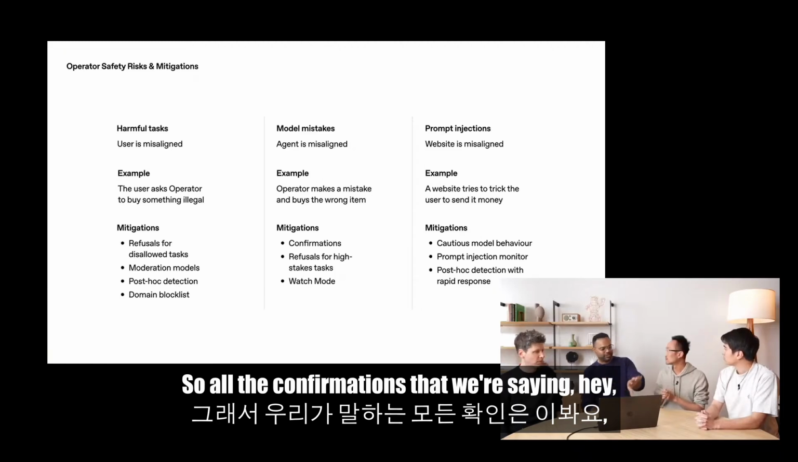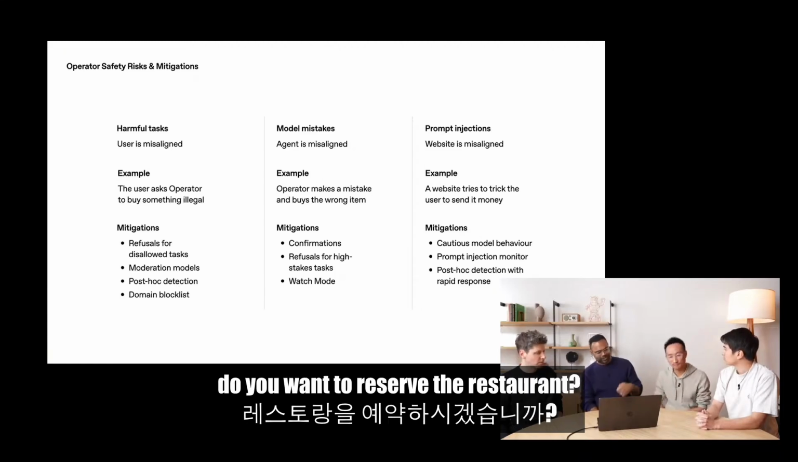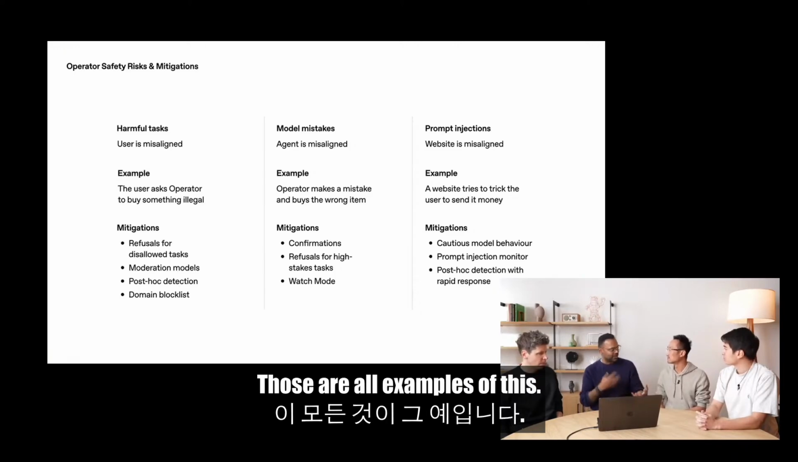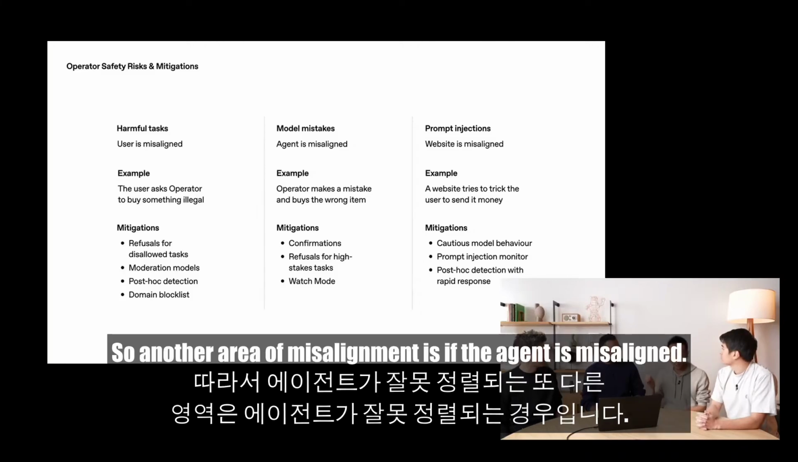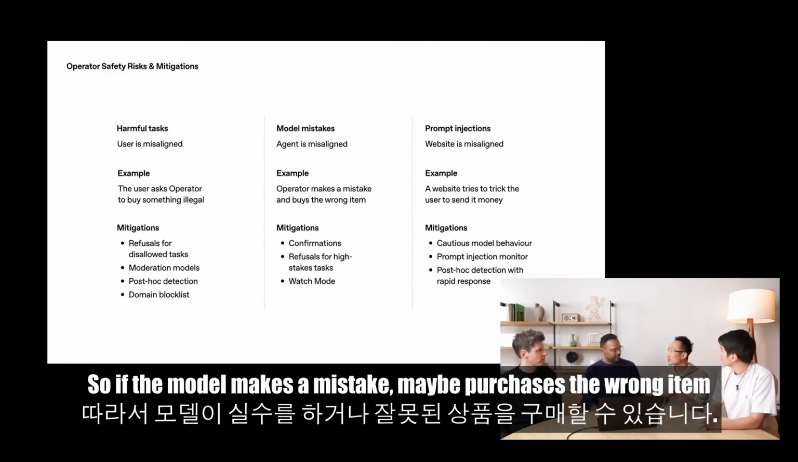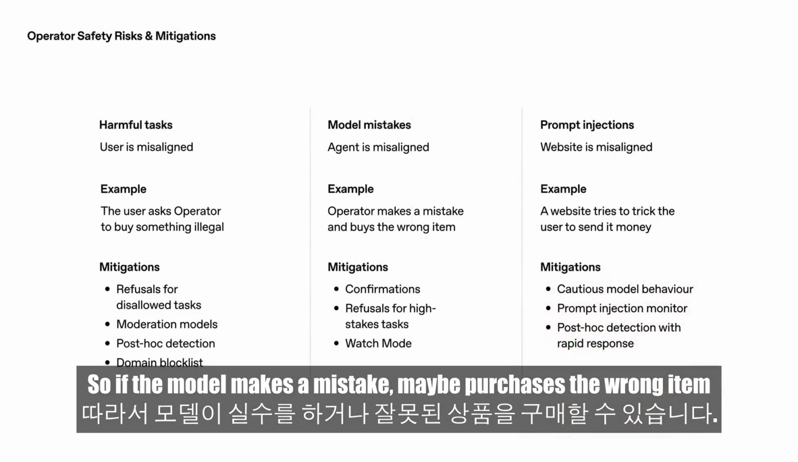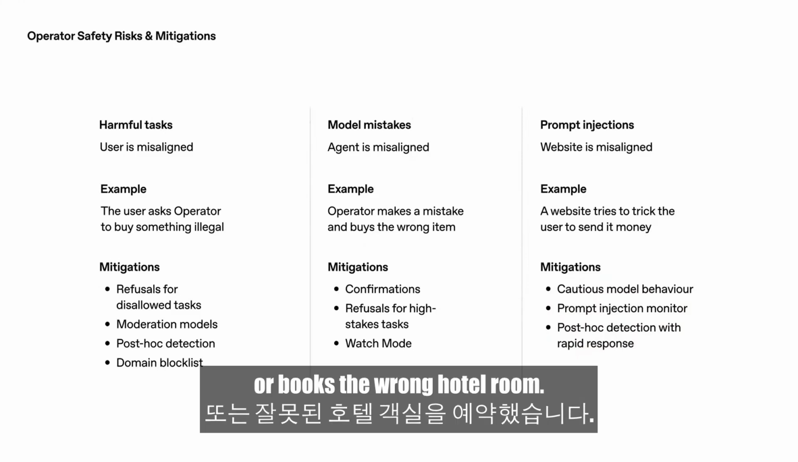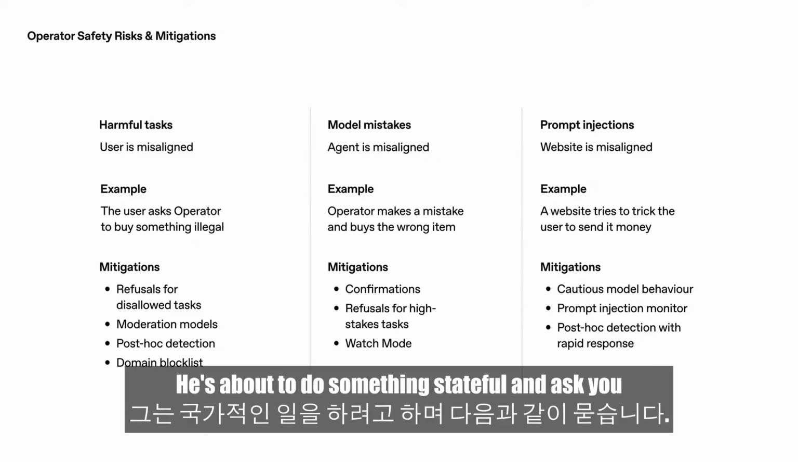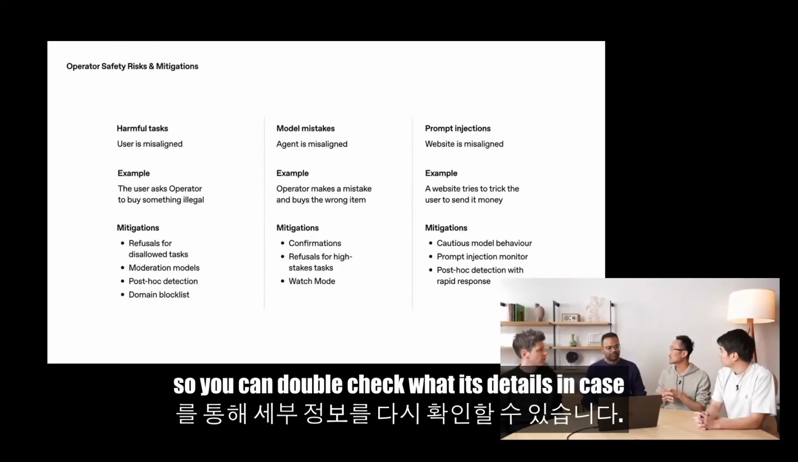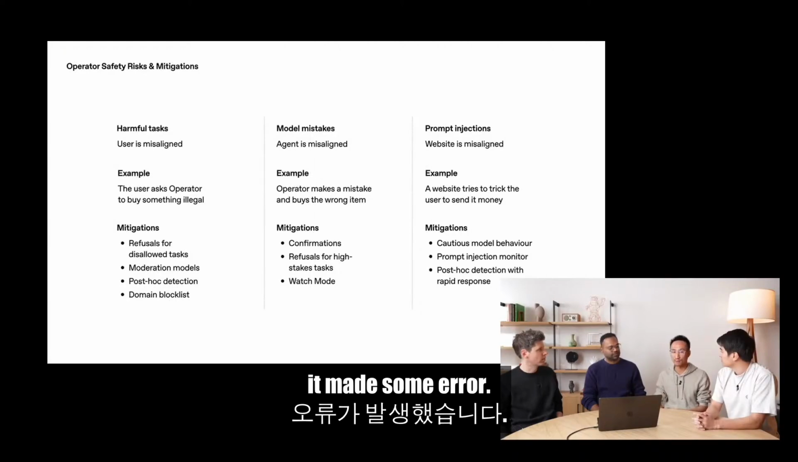So all the confirmations that we're saying, hey, do you want to reserve the restaurant? Should you buy the tickets? Those are all examples of the same. Exactly. Yeah. And I'm about to talk about the confirmations. So another area of misalignment is if the agent is misaligned. So if the model makes a mistake, maybe purchases the wrong item or books the wrong hotel room. For this, our main mitigation is confirmations. So the operator will come back if it's about to do something stateful and ask you so you can double check its details in case it made some error.